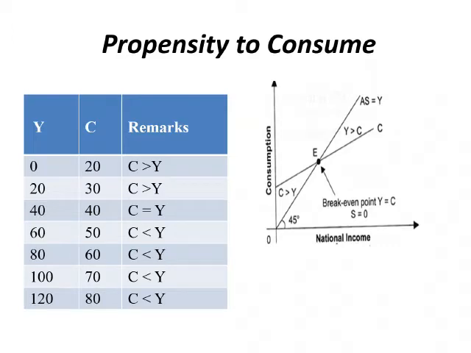You can see in the diagram, at the level of income 40, consumption is also 40. Consumption is equal to income. It is shown in the diagram at the point E. It is the break-even point. After the break-even point, consumption is less than income. The slope of the consumption curve is upward sloping from left to right.